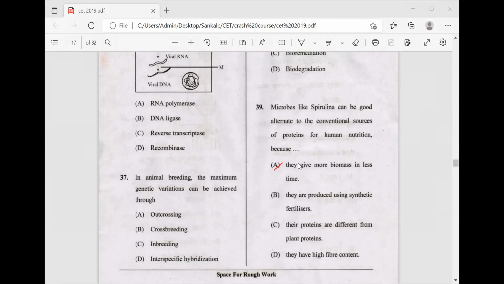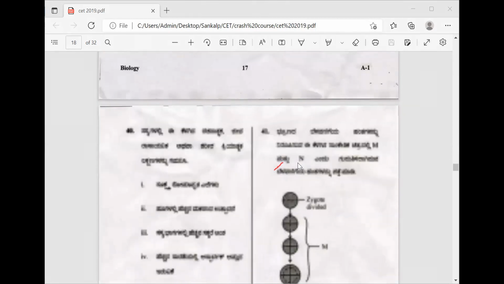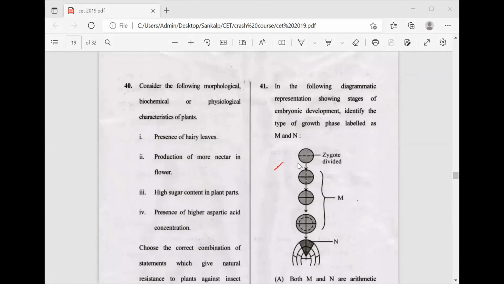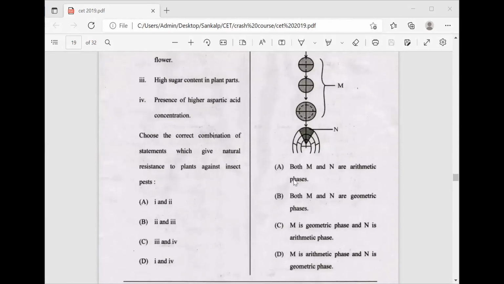Okay. Fine. The next question. 40th question. Consider the following morphological, biochemical, or physiological characteristics of plants: presence of hairy leaves, production of more nectar in flower, high sugar content in plant parts, presence of higher aspartic acid concentration. Choose the correct combination of statements which give natural resistance to the plant against insects. Option A, statements 1 and 2. Option B, statements 2 and 3. Option C, statements 3 and 4. Option D, statements 1 and 4.